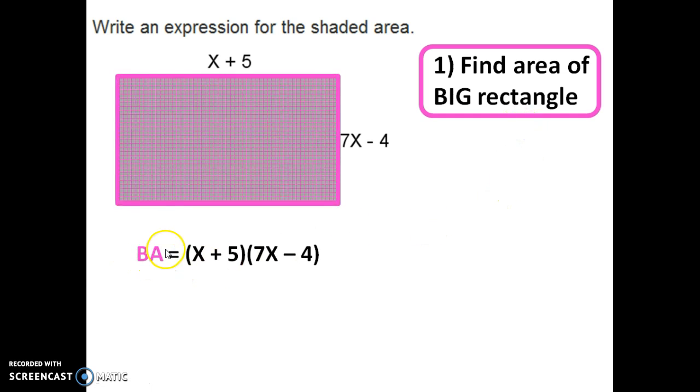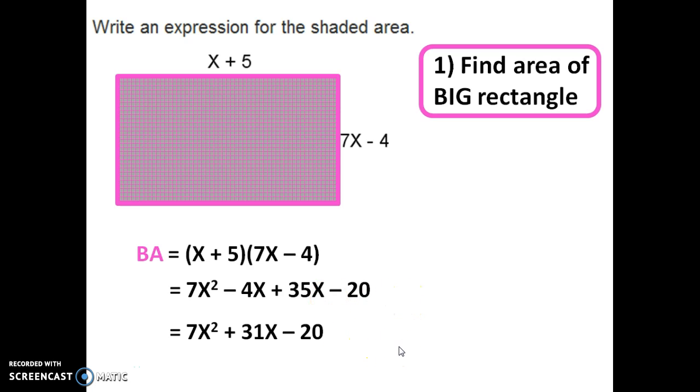So we have big area is equal to the length times the width, so x plus 5 times 7x minus 4. And when we multiply these, we take the x times the 7x, which gets us 7x squared. X times negative 4 gets us negative 4x. 5 times 7x gets us 35x, and then 5 times negative 4 gets us our negative 20. And when we combine our like terms, this becomes 7x squared plus 31x minus 20.